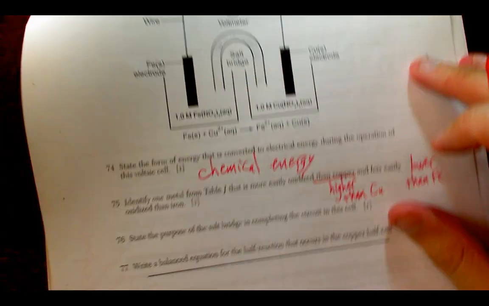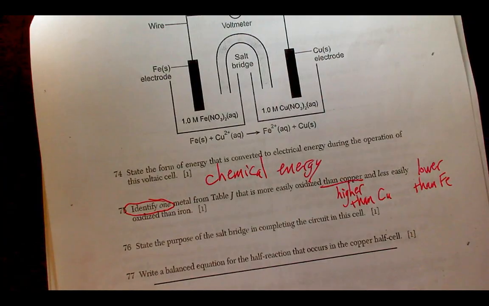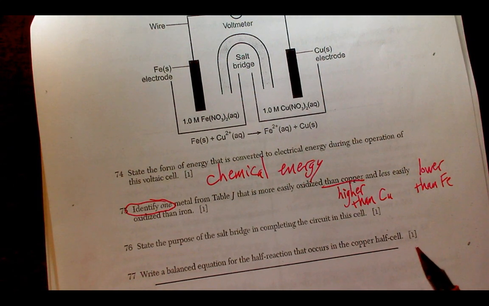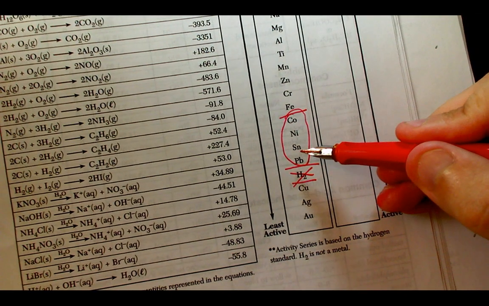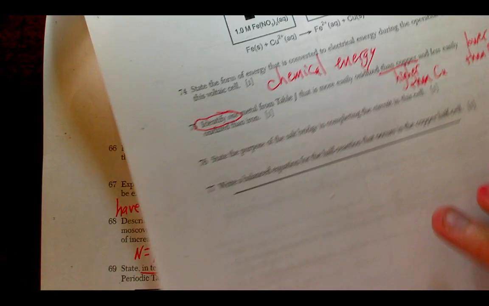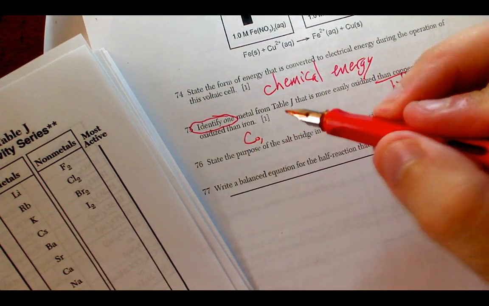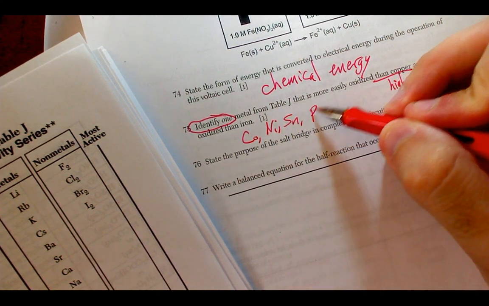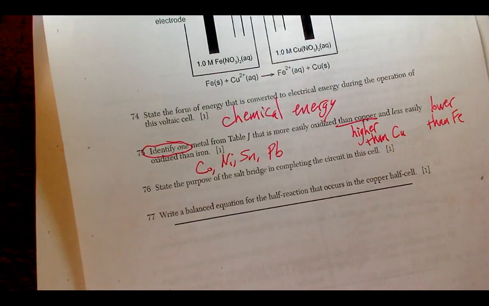But just be careful. It says identify one, and one is italicized. If you write more than one of those metals, you're getting it wrong. We're specifically told do not accept more than one answer. So just write either Co, Ni, Sn, or Pb, and you're good. So I'm going to do the same thing right here. Co, Ni, Sn, or Pb. Write one and only one of those answers, and that's right.